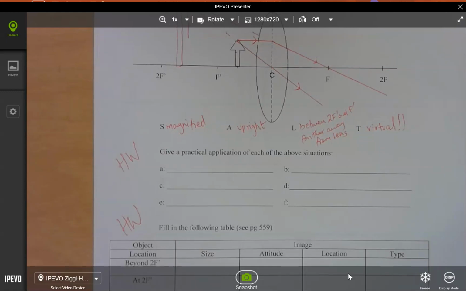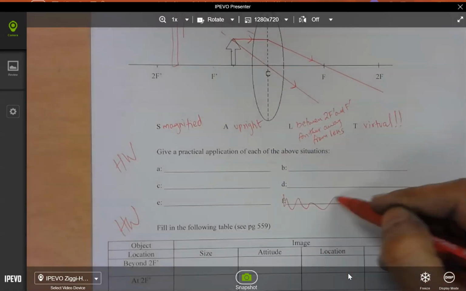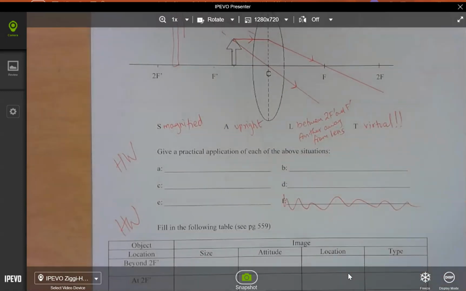First thing you mark as homework, there's no F. It goes A to F and then he did no F. I'm confused. There was no image. Even practical application. Oh, okay, there's no F. Scratch out that. Never mind.